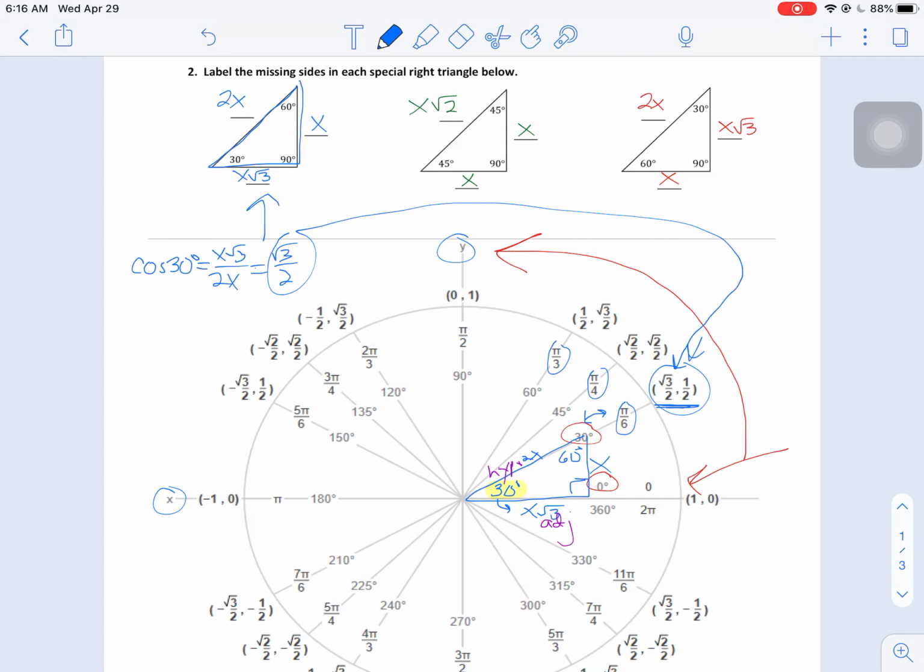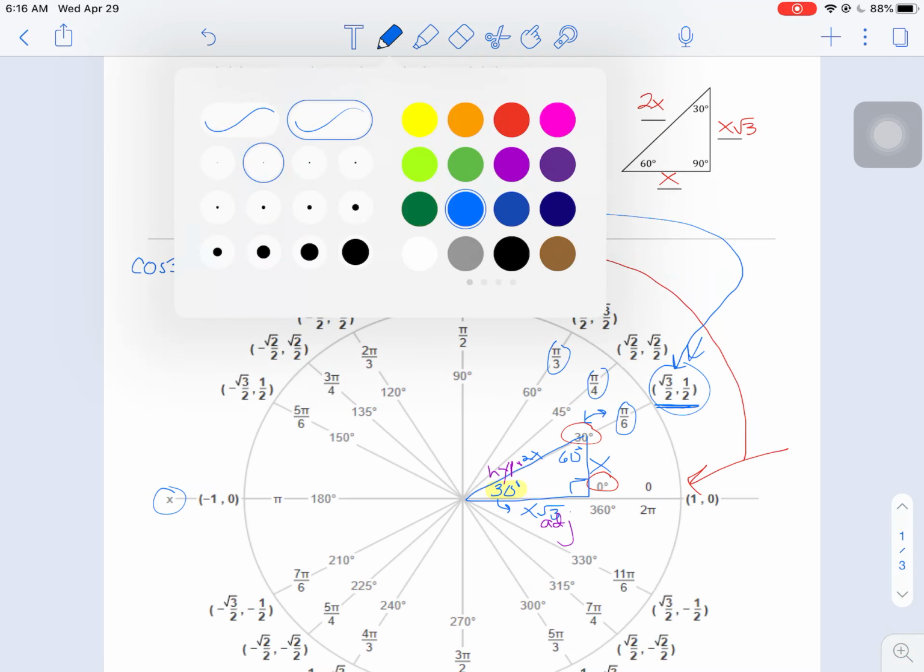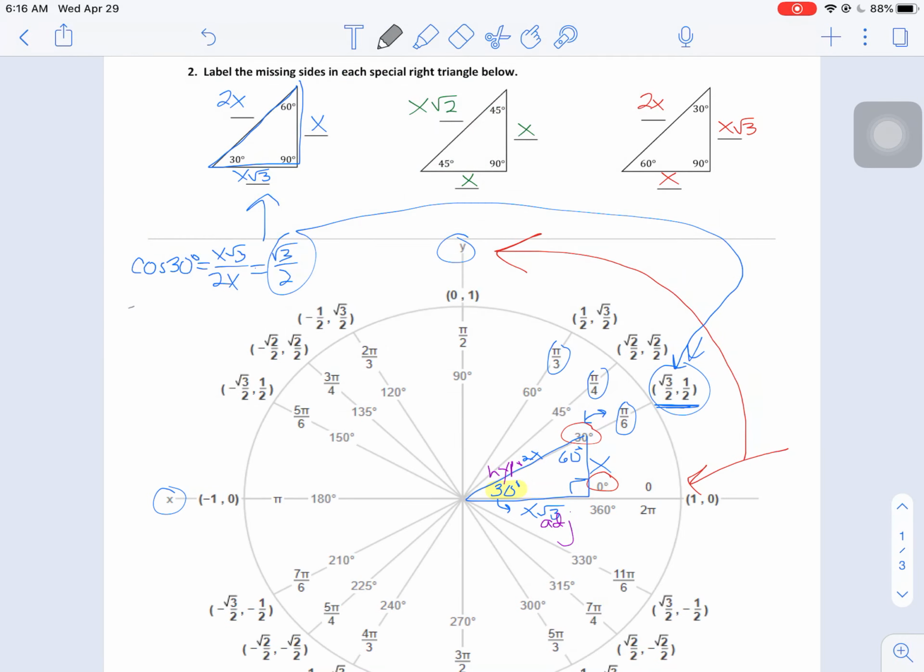If I look at that same triangle, but now I talk about the sine of 30 degrees, it is opposite over hypotenuse from those trig ratios up at the top of the notes. So opposite is x, and then hypotenuse is still 2x. So the x's cancel out, and you get a half. And sure enough, that half is right here.